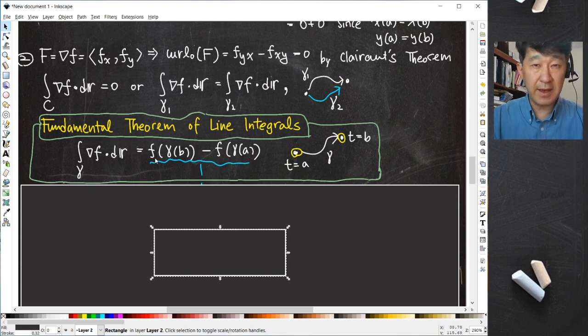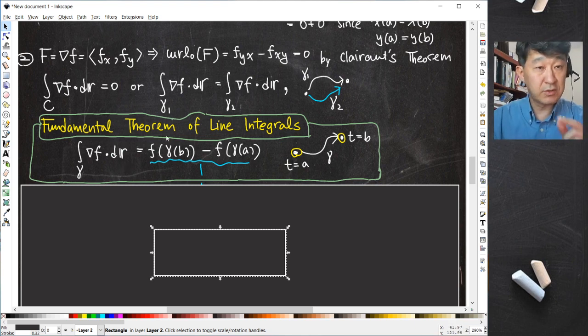Actually evaluate that scalar function at the terminal point. That's gamma(b), indicating that terminal point, the location on the path at the ending time. So plug that in there, get the temperature, for example, out of there, and then f at the beginning point. Plug it in there. And the difference between these two scalars is supposed to be the value of this integral.